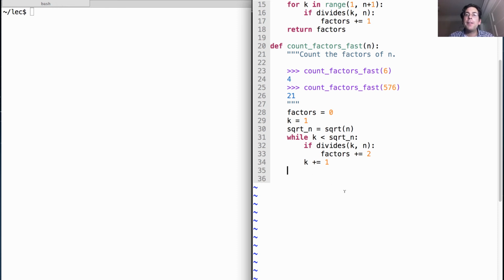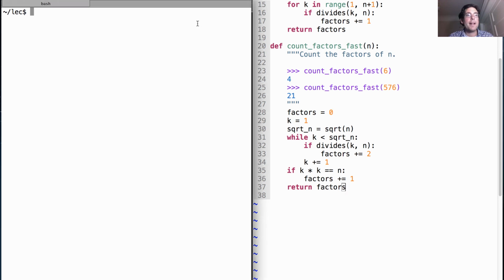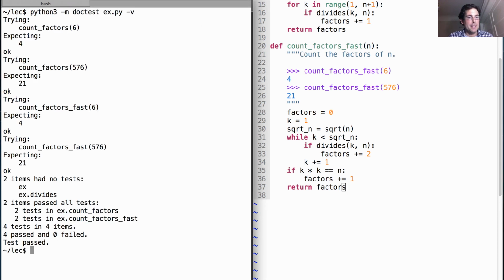Now at the end, we've handled almost all the cases, but not all of them. It could be the case that now k is exactly the square root of n. So it could be that k is 24 and n is 576. Well, 24 doesn't have a matching factor because 576 divided by 24 is just 24. Again, the same factor. So we have to check and see if k squared is n. If so, we have one more factor than we did before. And then we'll return those factors, run our tests, and make sure that everything does pass correctly. And it does. 4 passed and 0 failed.